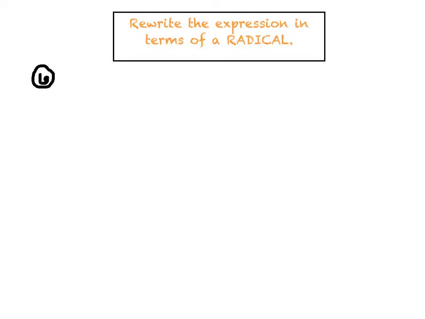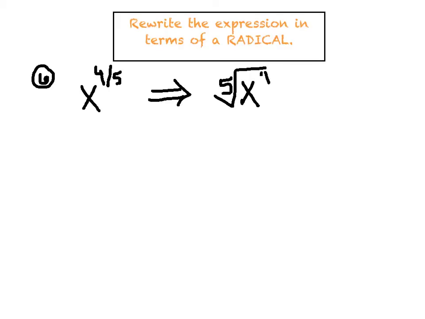So example number 6 in our notebook asks us to take x to the 4/5 power, and we're going to rewrite it in terms of a radical. Again, in this case, the denominator, which happens to be the 5, is going to do the traveling. The denominator is the number that's going to become my root. So we could say the 5th root of x raised to the 4th power.